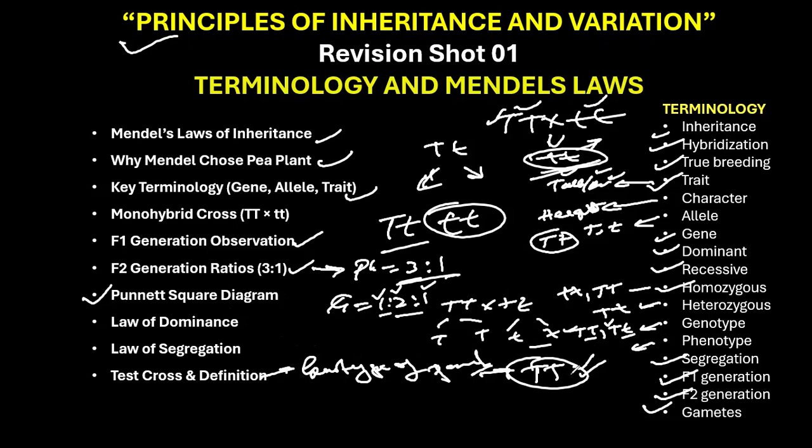The parent was capital T, capital T. If the ratio is 1:1, that means the parent is capital T, small t. So this is how you determine the parental genotype when you do the test cross. It's very important. A test cross is a cross between an organism with dominant phenotype and a homozygous recessive organism to determine the genotype.